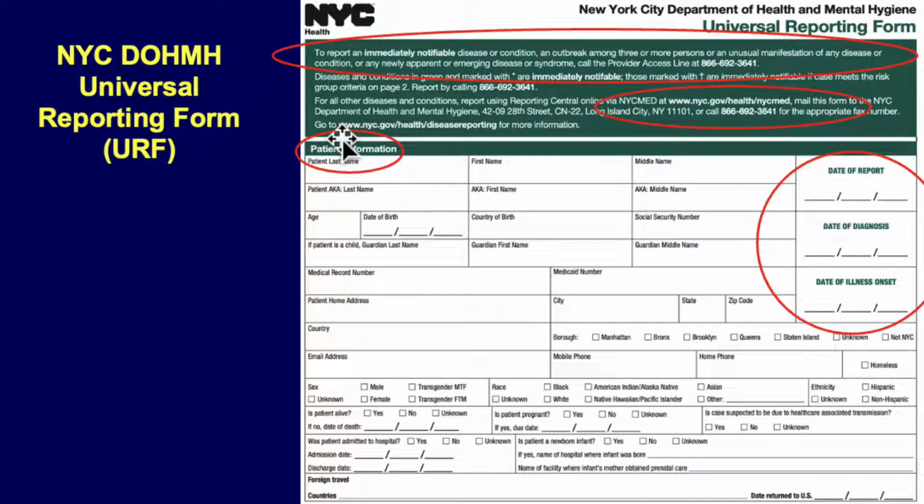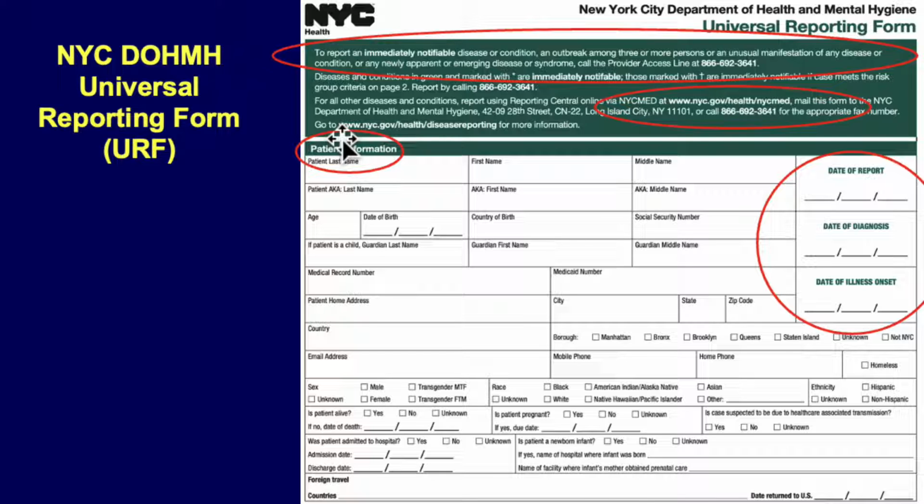Note the language at the top instructing providers that they need to immediately report a notifiable disease or condition, an outbreak among 3 or more persons, or an unusual manifestation of any disease or condition, or any newly apparent or emerging disease or syndrome, by calling directly the number provided for the provider access line. There's also a link for providers who want to report electronically via a system called NYC Med.